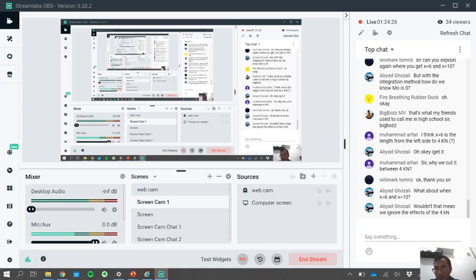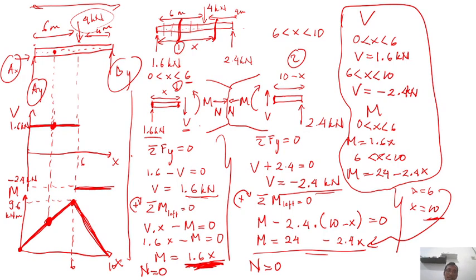Wouldn't that mean we ignore the effect of 4 kilonewton? No, we didn't ignore the effect of 4 kilonewton, because in order for us to know the external force at the left edge and the external force at the right edge, 2.4 kilonewton at the right edge and 1.6 kilonewton at the left edge, we calculate the effect of 4 kilonewton there. So the effect of the 4 kilonewton is actually there. But we will not discuss further what the shear force is at exactly 6 meter. No, we will not discuss that.